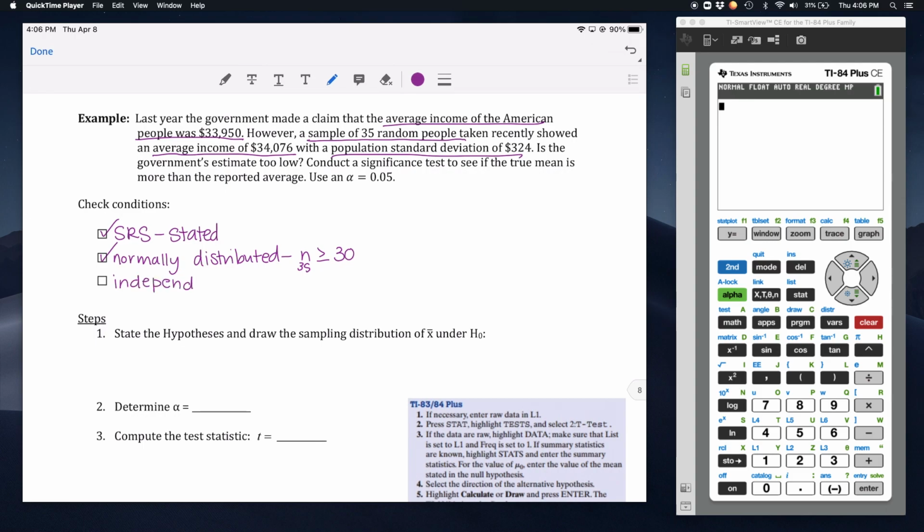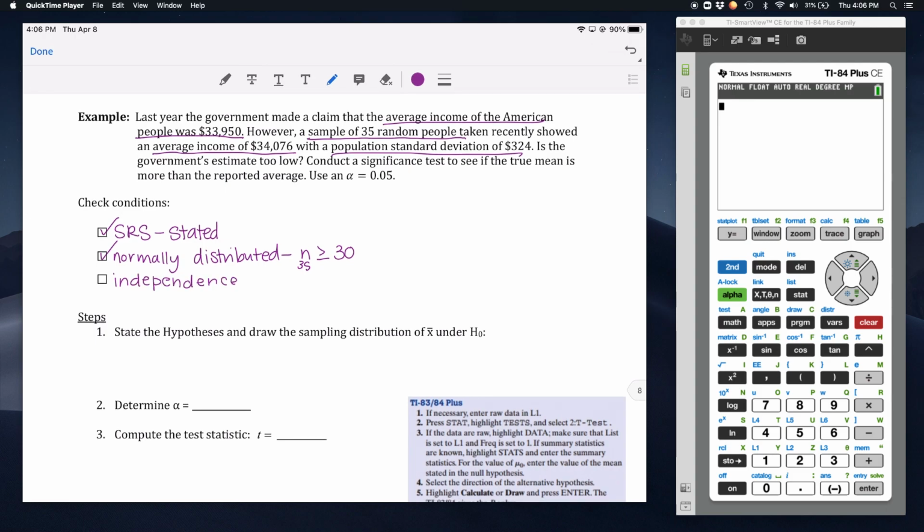And last but not least, independence. And this can go along with, like, your n is less than or equal to 0.05 of capital N. That can also tell you independence, or it can just be assumed. In this case, I'd say, hey, just because you make a lot of money doesn't necessarily impact the next person. Or you could say 35 is definitely less than 5% of the population.